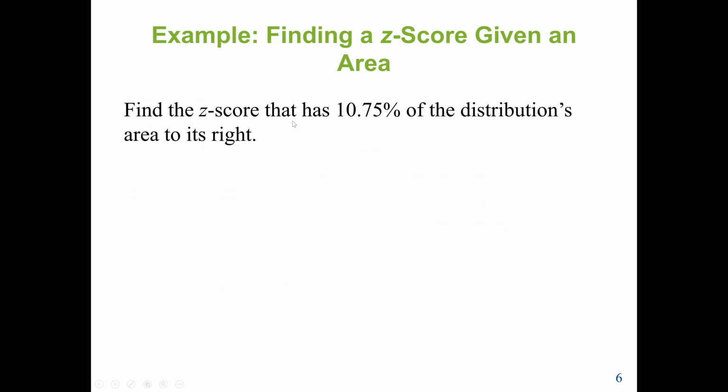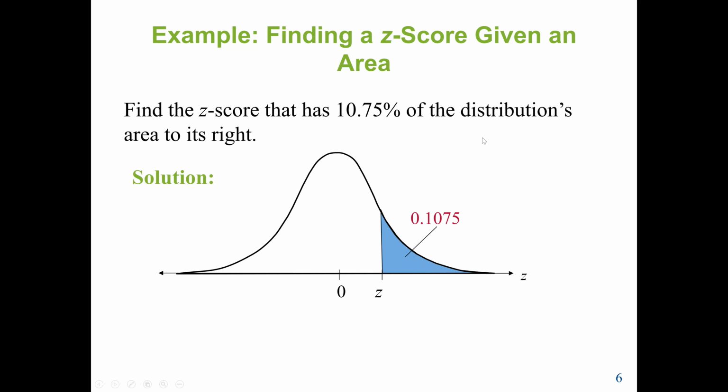Now let's see the next question. Find the z-score that has 10.75% of the distribution area to its right. Now remember, anytime we read the value from the table it is from the left. This time to the right means greater. So the first thing we need to do is change this to a decimal value. So 10.75 is the same as 0.1075. So we came up with the shape of the normal distribution. And as we said, we change the probability value to 0.1075.